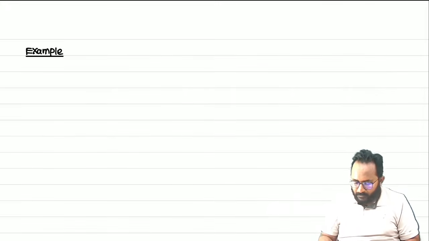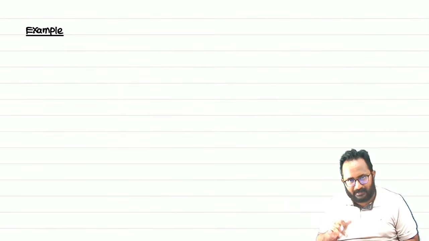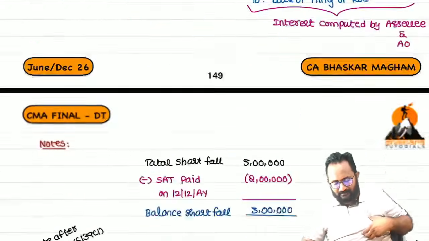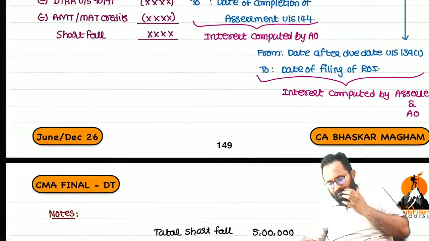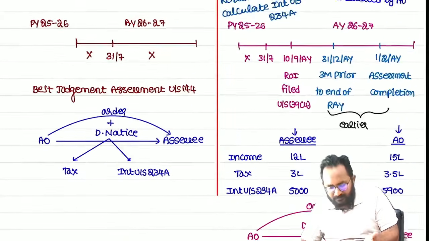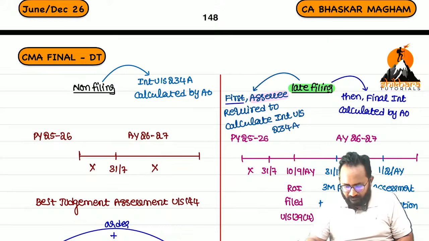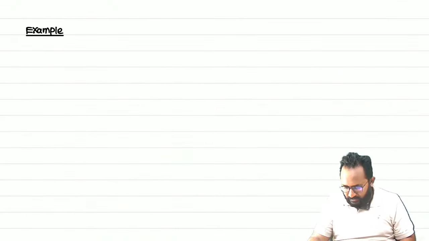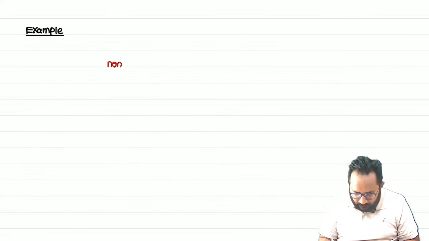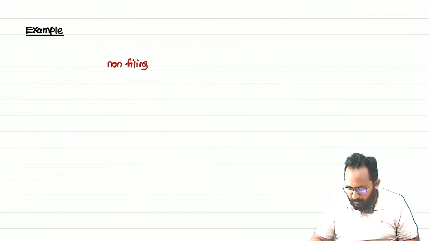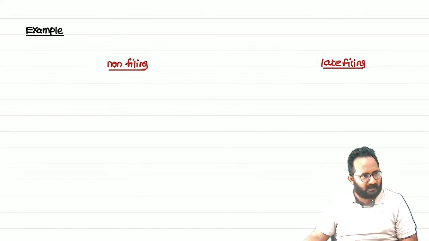In the example we will discuss what the consequences are. I will write that example again, because we have the same example in our handwritten notes, but if I explain from this, maybe you will not understand to a certain extent. That's why I will re-explain everything using the notes. What are the consequences? Non-filing. The second consequence is late filing. First, I will tell you the non-filing case and how to calculate the interest. Next, I will tell you in case of late filing how to calculate the interest in a normal way.